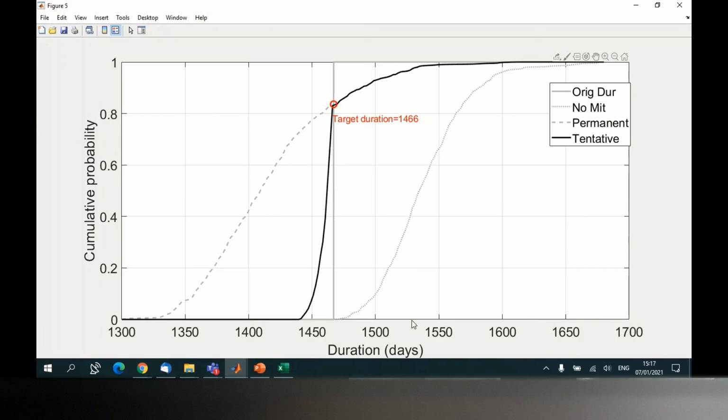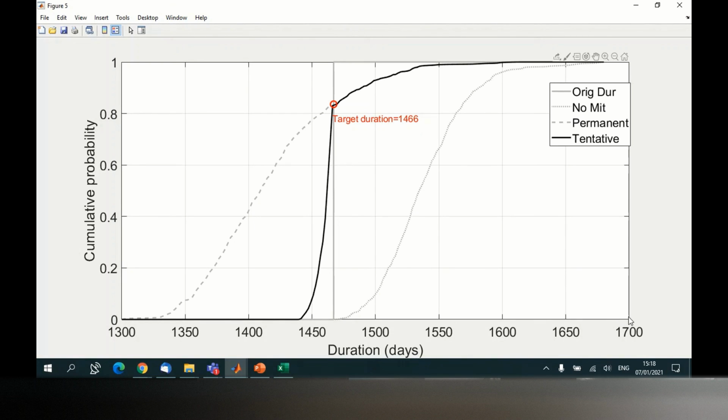Or what? Maybe Ranar can answer this question, since you already asked me a question about this. Okay, sorry, can you repeat your question again? If you changed your target duration from 1,436, which is this one, to 1,700, what do you expect to happen with the black curve? Because you are optimizing for this duration.